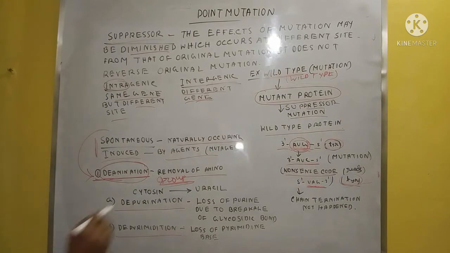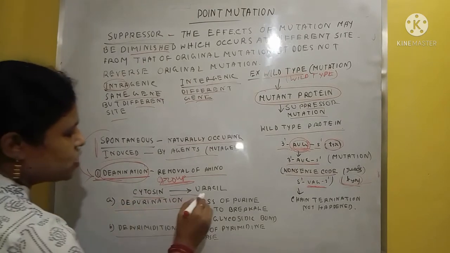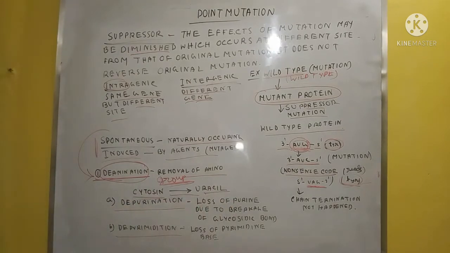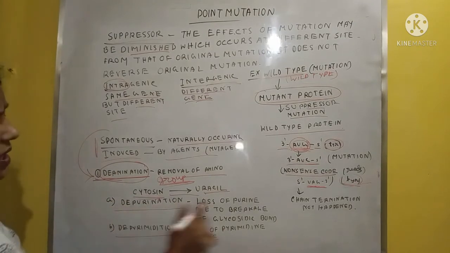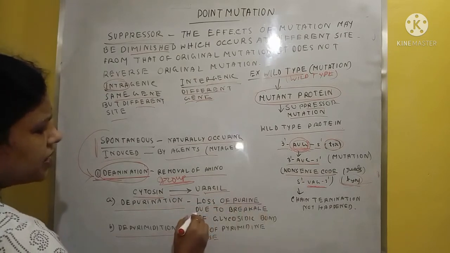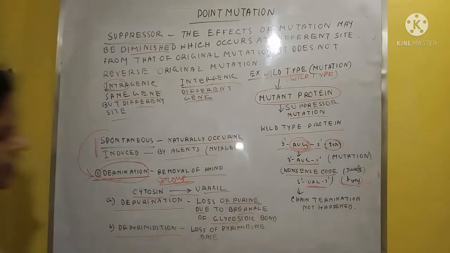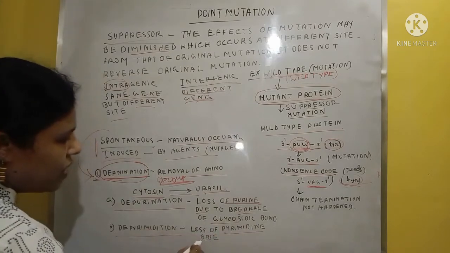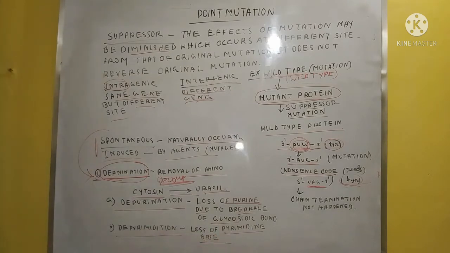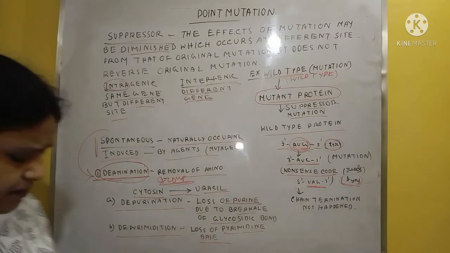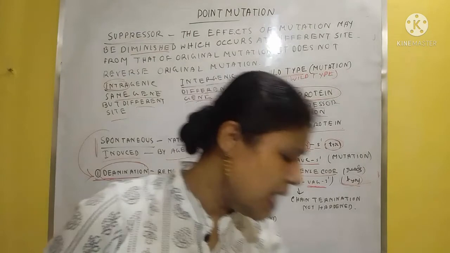So here you see that cytosine changes to uracil. Clear? And there are two kinds. One is depurination and another is depyrimidation. In case of depurination, there is loss of purine due to the breakage of the glycosidic bond, and in case of depyrimidation, there is loss of the pyrimidine base. Clear? This is the spontaneous and the induced mutation.